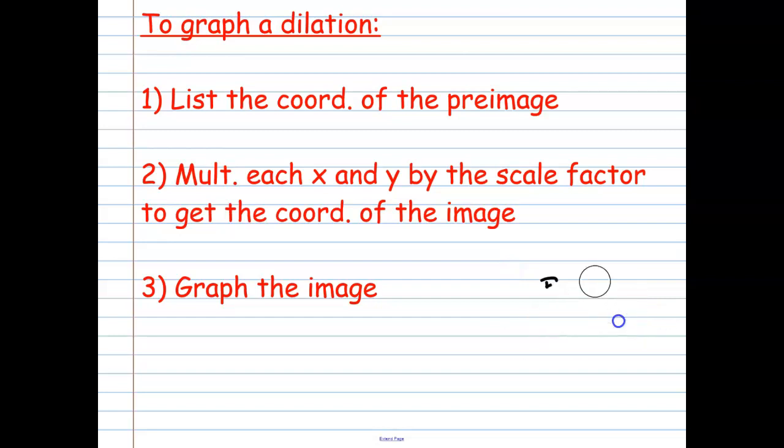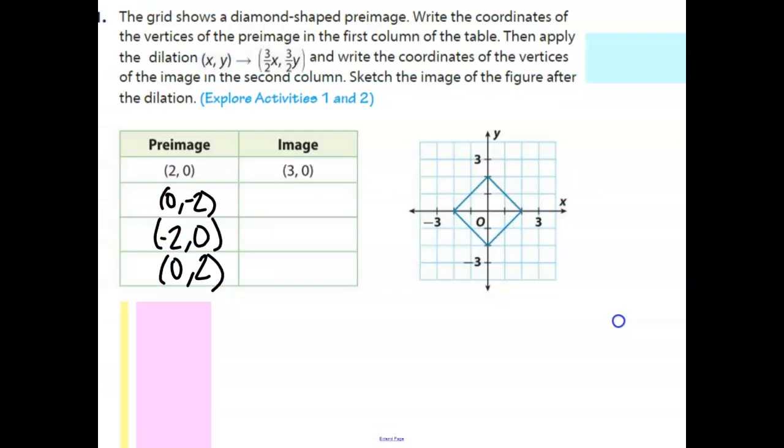You don't need to write that down, though. That was just me talking and giving an example. All right, so I'm going to go ahead and do one here. I have this little diamond. I want to apply a dilation, and here is my rule.